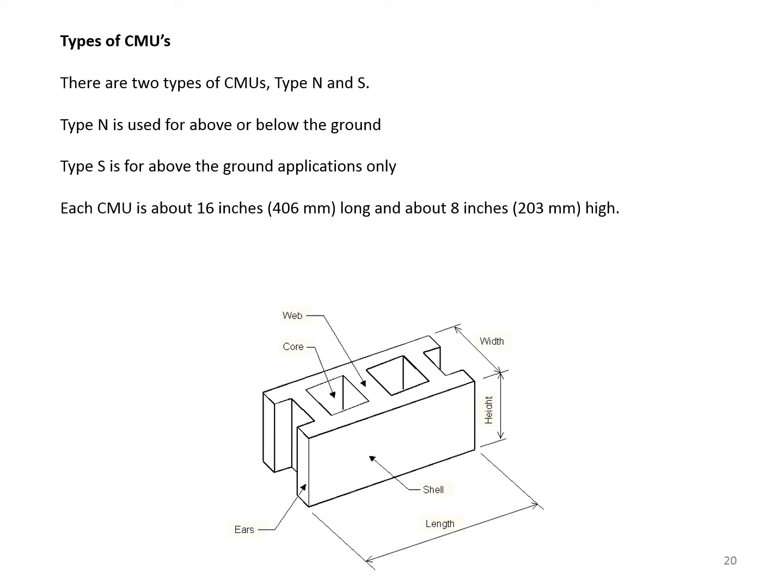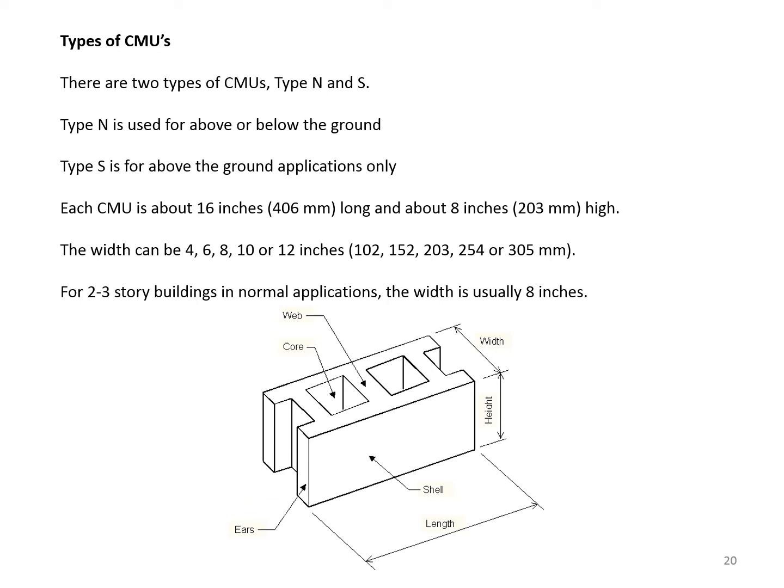Each CMU is about 16 inches long and about 8 inches high. The width can be 4, 6, 8, 10, or 12 inches. For 2 to 3 story buildings in normal applications, the width is usually 8 inches.